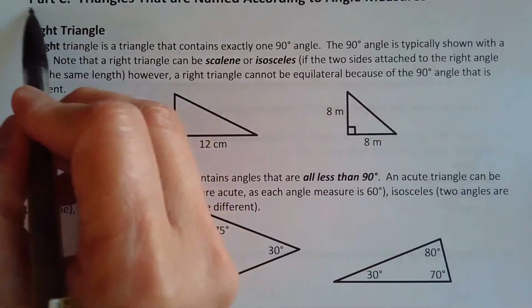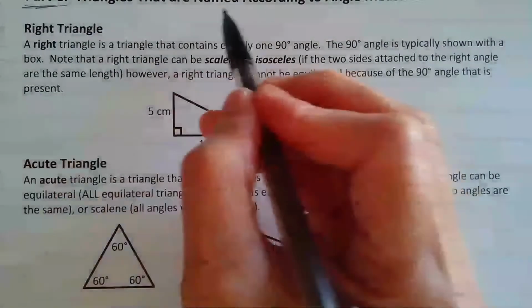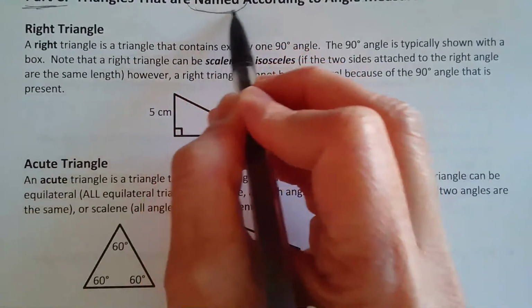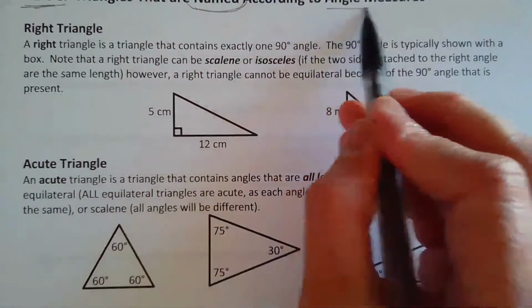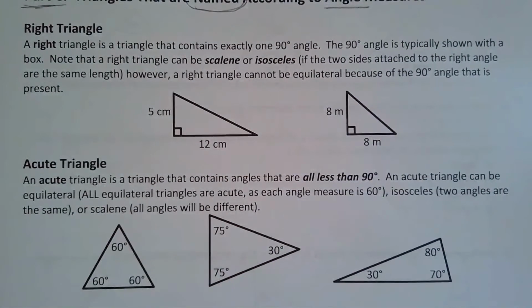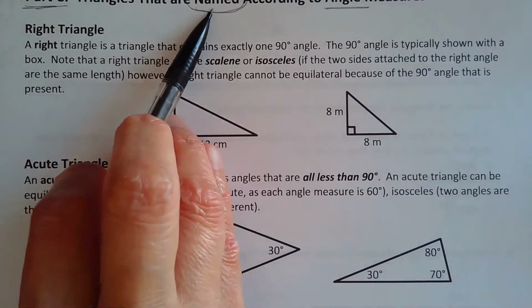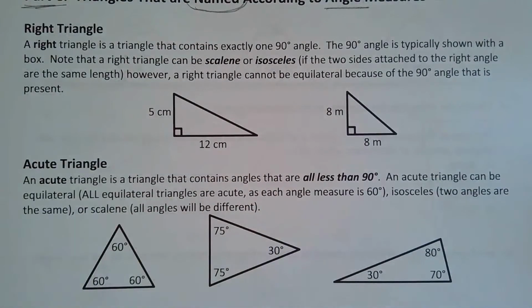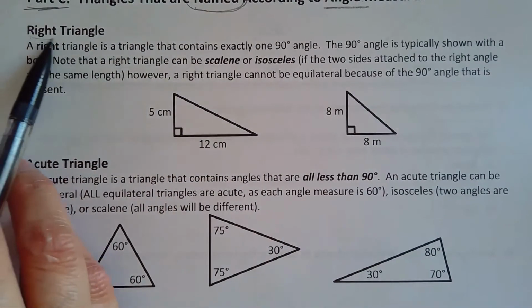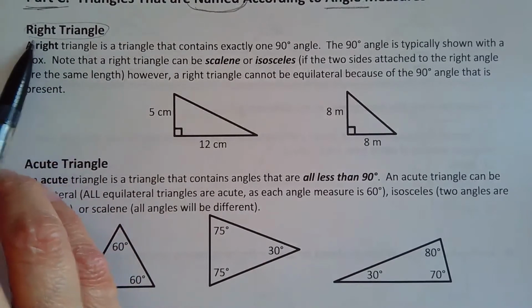Now we're going to take a look at part C. How do we name or identify a triangle based on its angles? What do we call the name of the triangle based on the angles? The very first one that we're going to take a look at is called the right triangle.